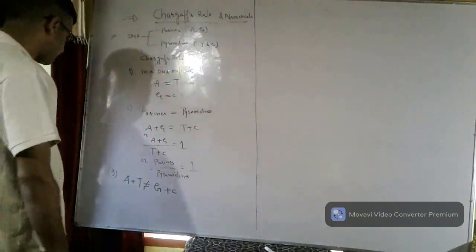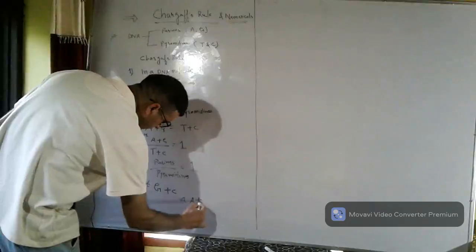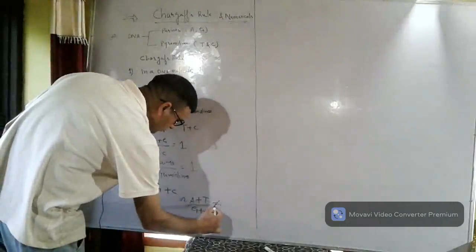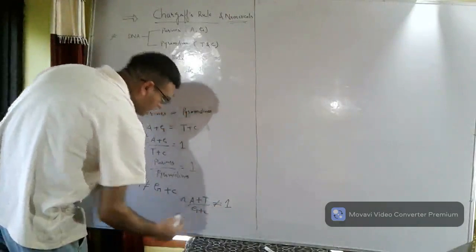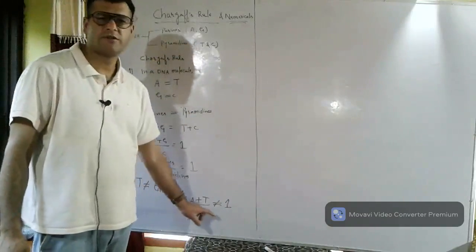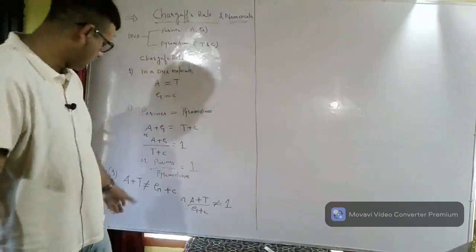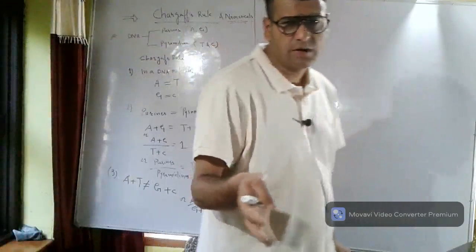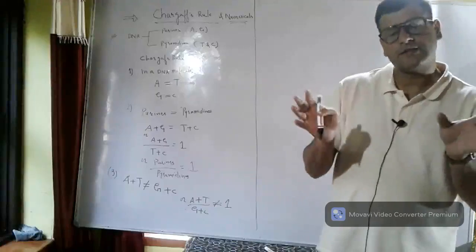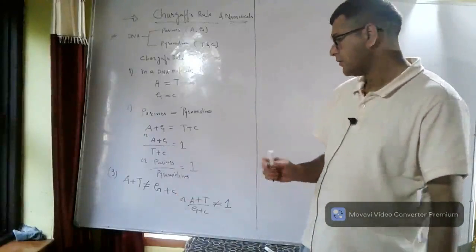Or we can say that adenine plus thymine by guanine plus cytosine is not equal to 1. That means the base ratio of adenine-thymine and guanine-cytosine is not necessarily equal to 1. If a DNA molecule has 20 base pairs of adenine-thymine, it is not necessary that there would be 20 base pairs of guanine-cytosine.